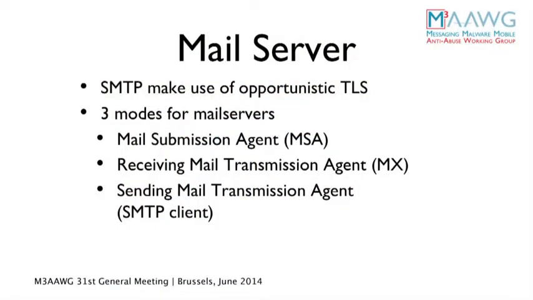Then if you go to mail servers, that also comes from the guide. We have in the guide a big section on mail. We first have a section that gives general guidelines. We recommend to use opportunistic TLS on SMTP, as already mentioned. We also cover three different configurations, three different modes for mail servers. The first one is the mail submission agent. Then we have the receiving mail transmission agent and the sending mail transmission agent, so basically the SMTP client. So we have covered three different modes with three different types of recommendations.